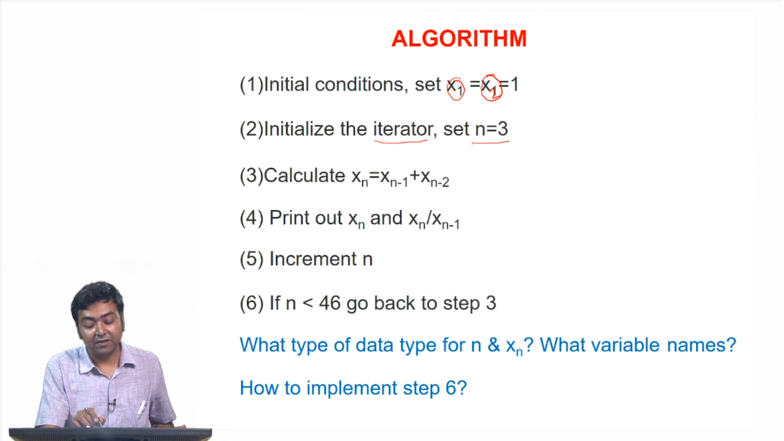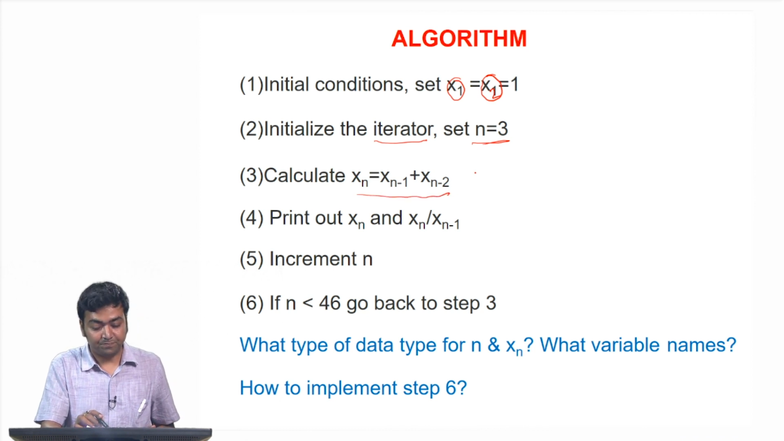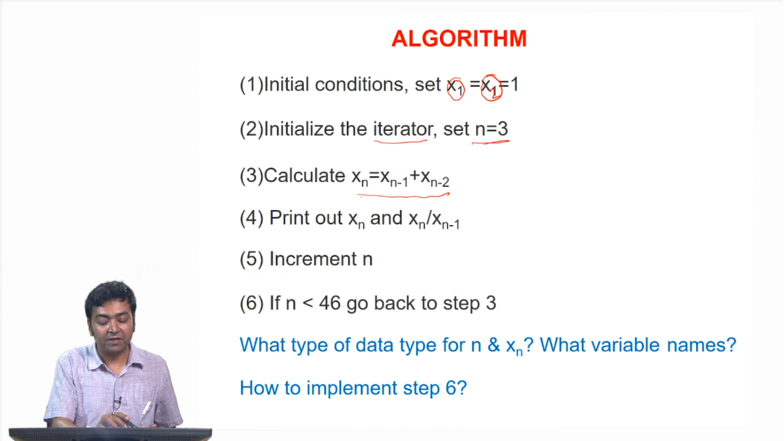So, we set that iterator to n equals 1, and then the third step is we calculate that expression, the nth number in the series, and then we print out the nth value and the ratio of the nth and (n minus 1)th values. And then once we are done with that, we increase the iterator. So, basically n will now be set to n plus 1.